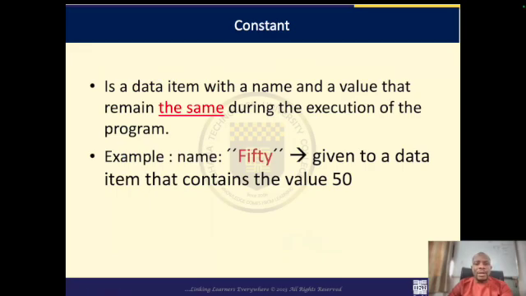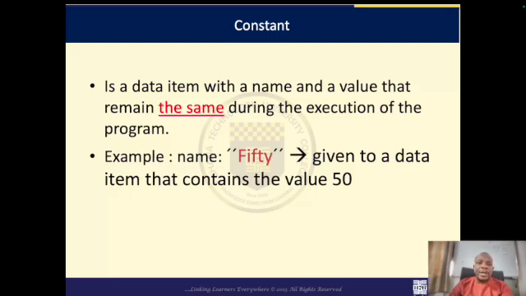Now let us look at the next term, which is what? Constant. A constant is similar to a variable. The only difference is that in the case of a constant, whatever value you put into that container cannot be changed during the execution of the program. So for instance, when I start executing my program and I say this space is called total amount, and I put an amount of, let's say, 50 in there, then the 50 cannot change throughout the period which my program is running. Why would you want to do something like this?